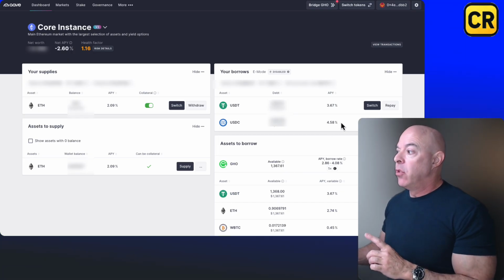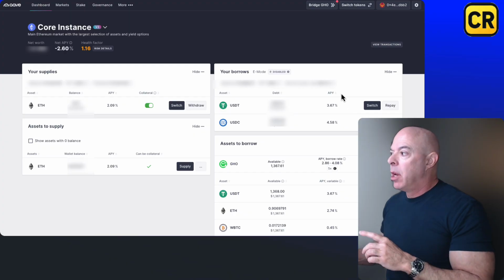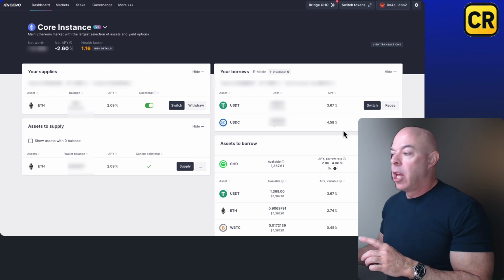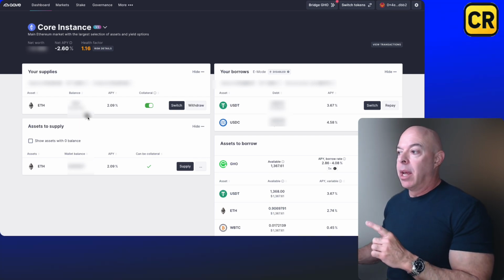Also, because if you notice here, some of this has my numbers, so I'm going to blur it out. But under here, it says APY. Notice USDT and USDC are fairly low. Those do vary, and for various reasons. And I'll show you why. So here we are on the left-hand side. It says assets to supply.